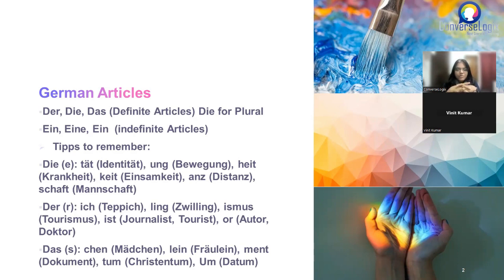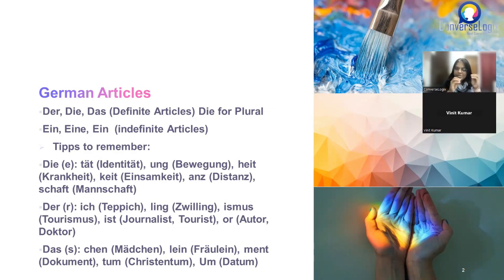Das, for das, the words which are ending with -chen, for example, das Mädchen, a young girl, that is neutral. Fräulein, a young lady, that is also das Fräulein. Words ending with -ment, -tum, they all have the das article.